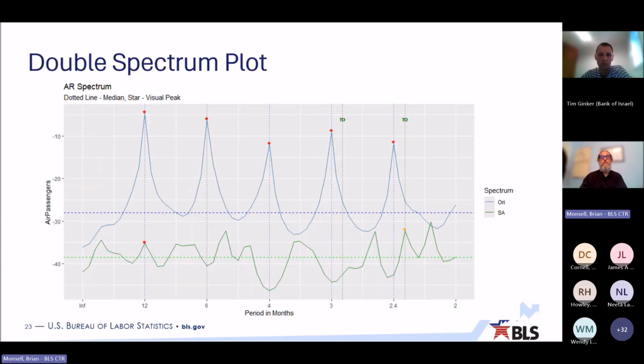And this is a double spectrum plot. Here you have the blue line is the spectrum of the original series, and the green line is the spectrum of the seasonal adjustment series. And the red stars here are peaks in the spectrum by the visual. Here you can see that there's actually a small peak here in the seasonal adjustment of the air passengers.